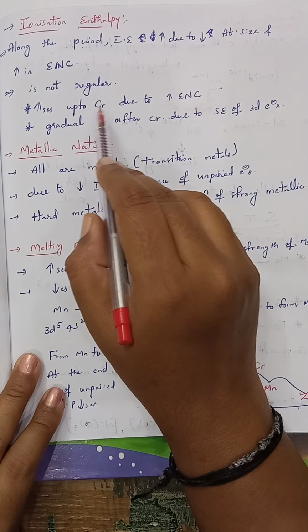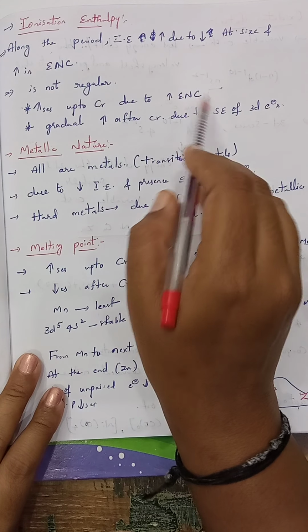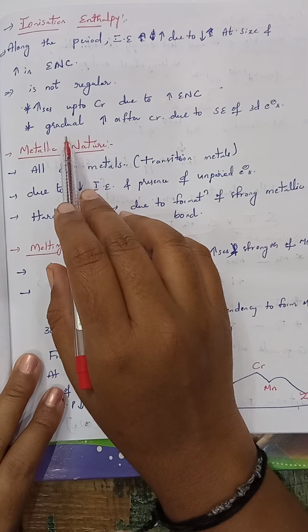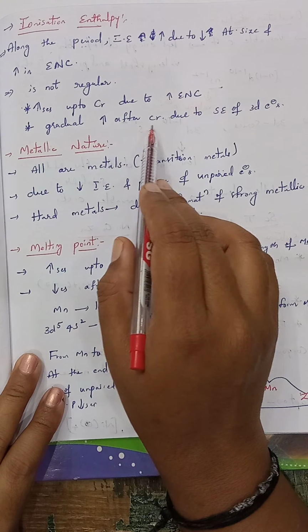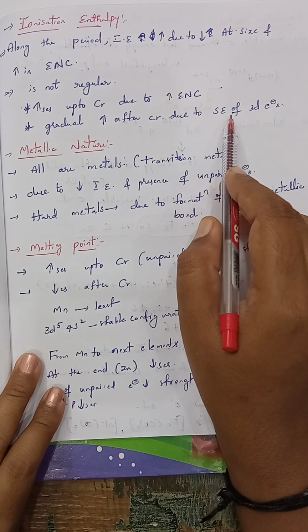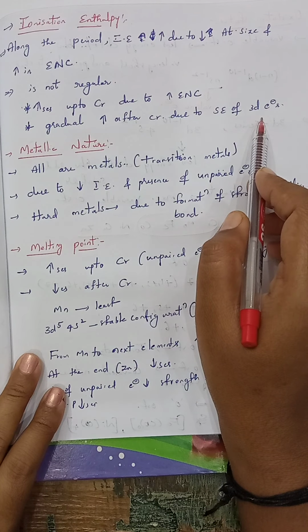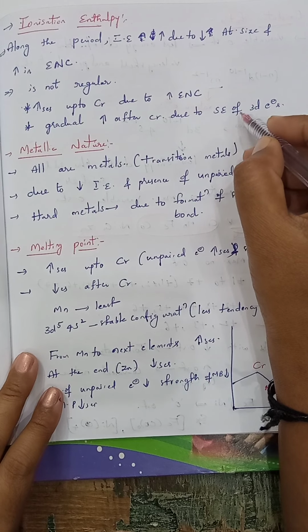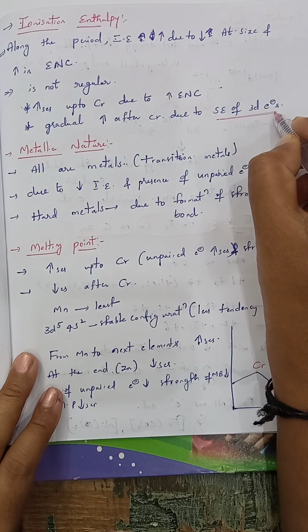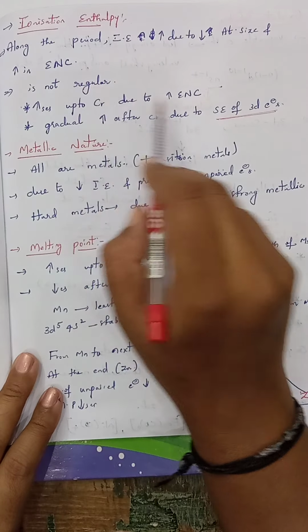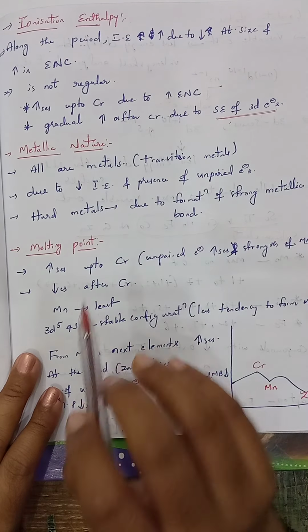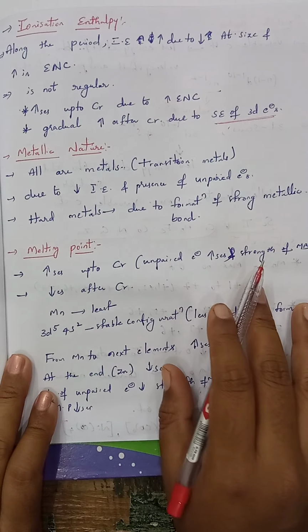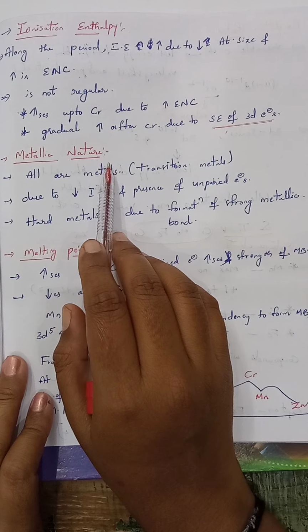It increases up to chromium due to increase in the effective nuclear charge. And there is a gradual increase after chromium. This is again due to the shielding effect of 3d electrons. Because of the shielding effect of 3d electrons, this ionization enthalpy gradually increases even after chromium. Okay, now we'll move on to the next property, that is metallic nature.